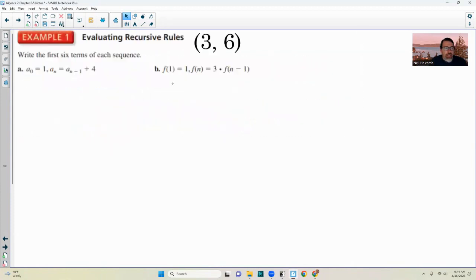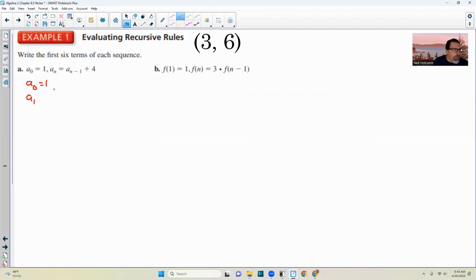So if I get rid of this and we get to example 1, we're going to evaluate recursive rules here. So write the first 6 terms of each sequence where a sub 0 is 1, and the rule a sub n equals a sub n minus 1. Well, that just means the term before the nth term, and then you add 4 to it. So for starters, all we do is say, well, a sub 0 equals 1. Okay, that was easy. And then what is a sub 1?